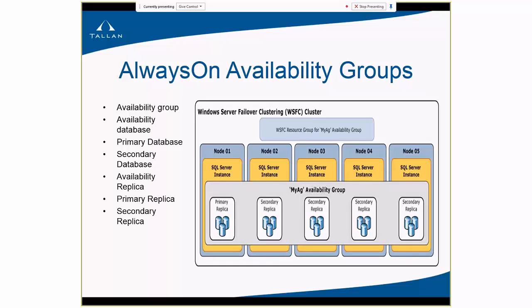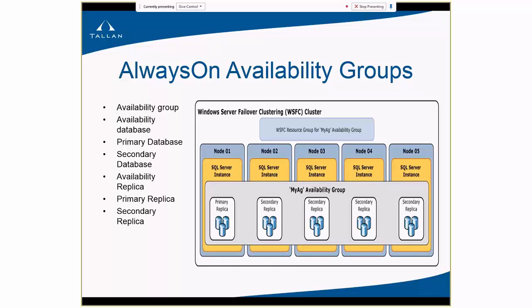Availability replica, that's a term that you'll see in MSDN or other documentation, and those refer to the components inside the availability group. Each availability replica hosts a copy of the availability database, and the availability replicas are hosted on separate instances of SQL Server. I know that's a lot in terms of definitions, but I think this diagram ties it together pretty nicely.